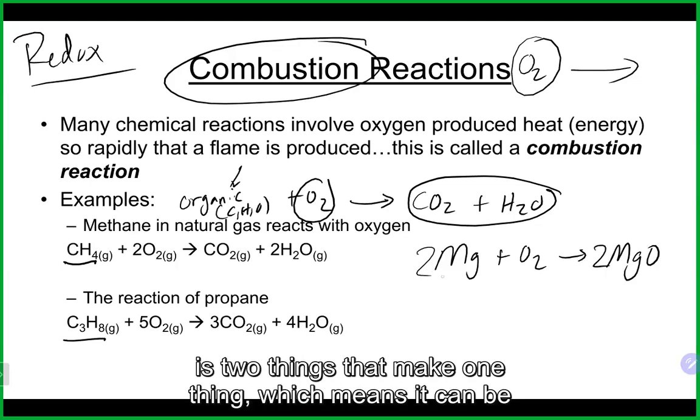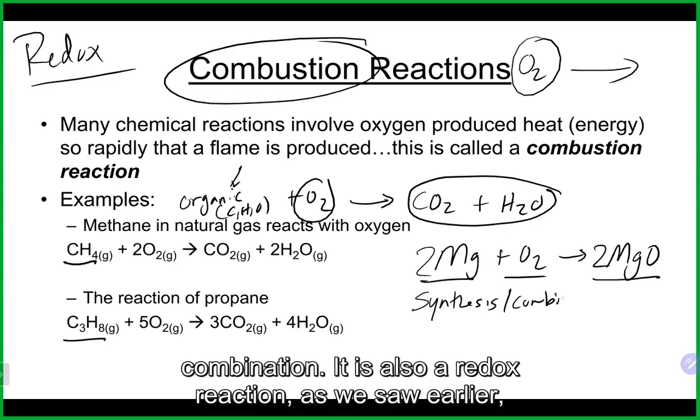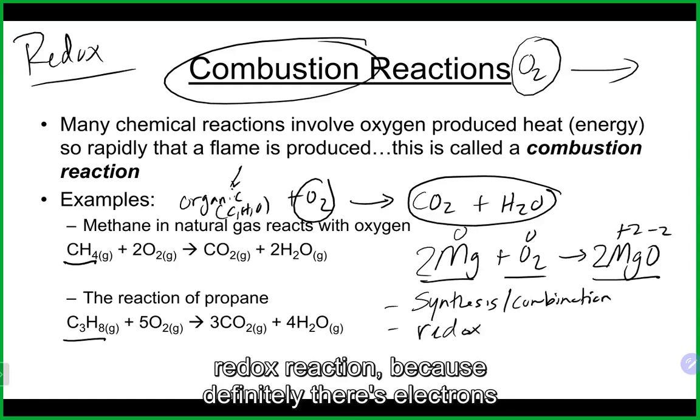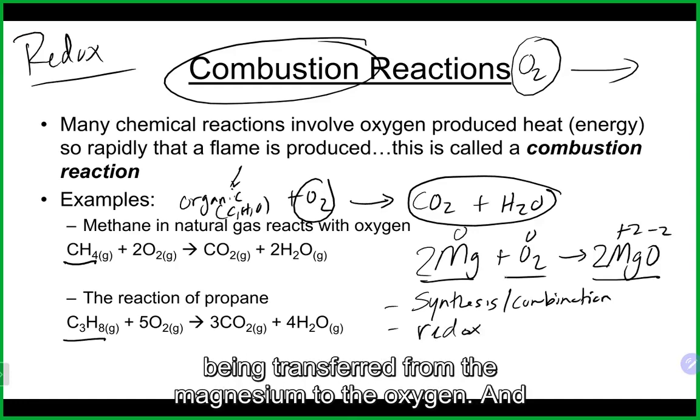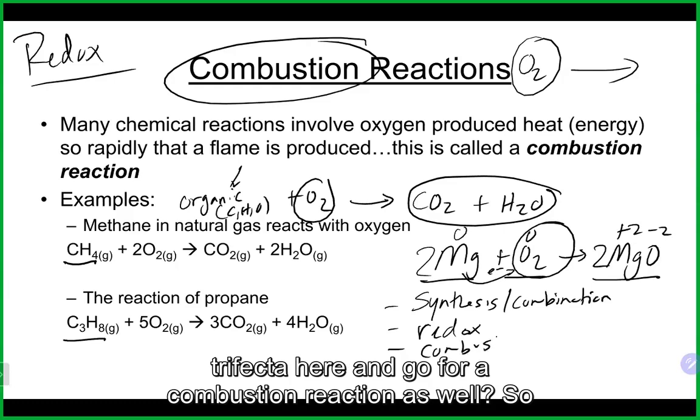This is two things that make one thing, which means it can be classified as a synthesis reaction, or a combination. It is also a redox reaction, as we saw earlier: 0, 0, plus 2, minus 2. It can be classified as redox because definitely there are electrons being transferred from the magnesium to the oxygen. And what else is there? There's an O2, so why not go for the trifecta and call it a combustion reaction as well?